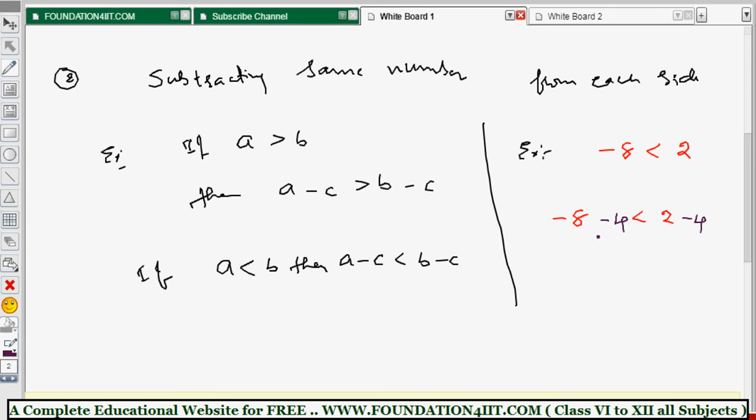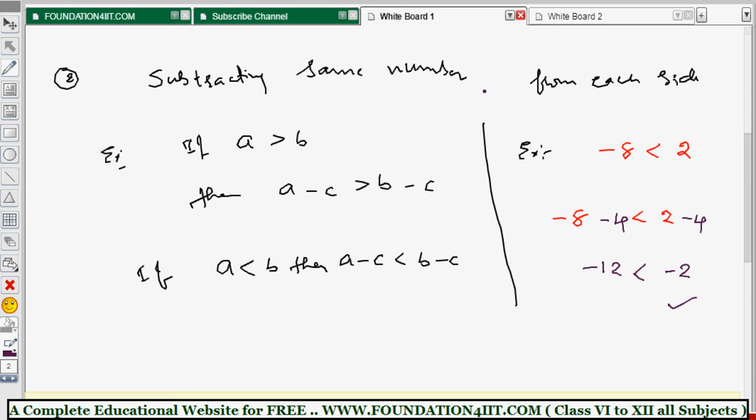Now minus 8 minus 4 is minus 12. 2 minus 4 is minus 2. Yes, so minus 12 is less than minus 2. This is also true. Okay, that is the second rule: subtracting the same number from each side does not change the inequality, right?